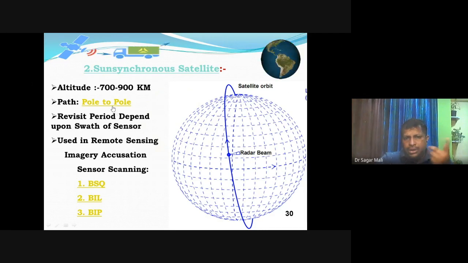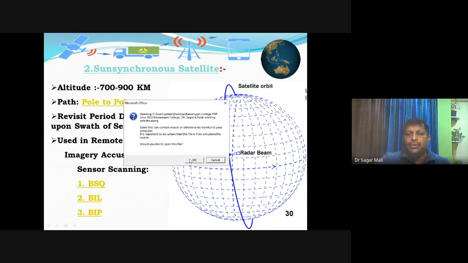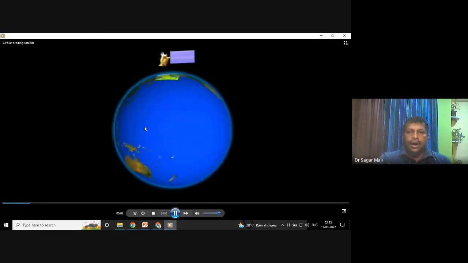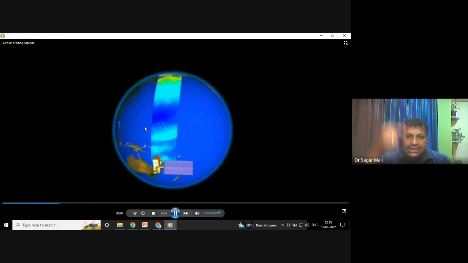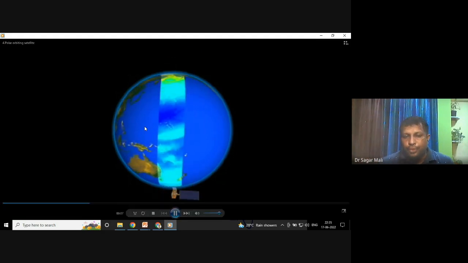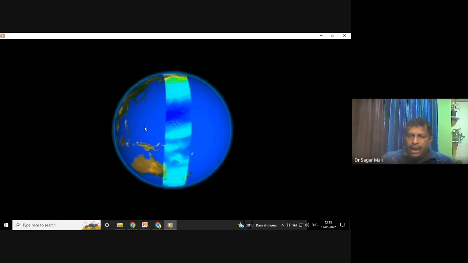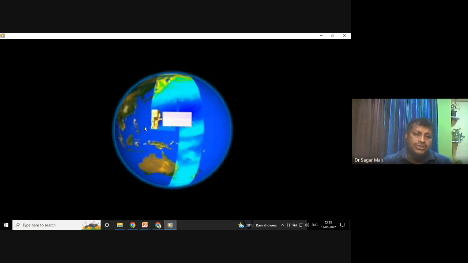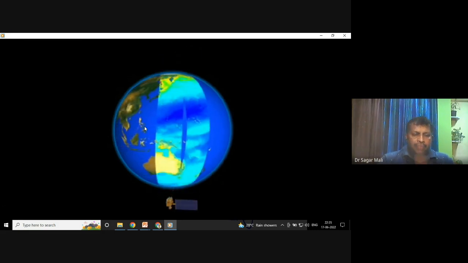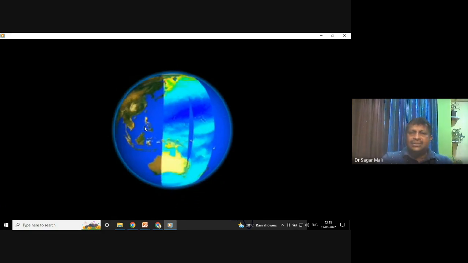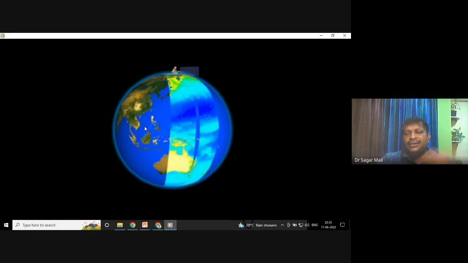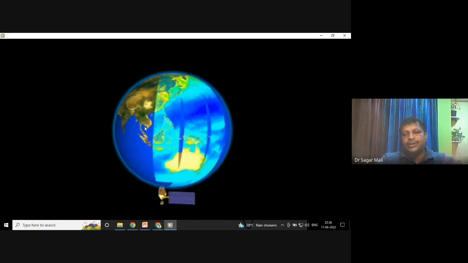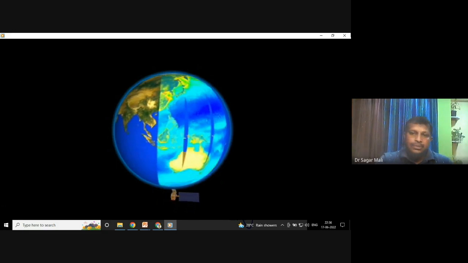Now we'll see how the pole-to-pole orbit works and how the satellite covers the entire portion of the Earth under remote sensing. See here, Earth is moving from west to east, and this is the descending path of the satellite moving from North Pole to South Pole. This is one pass. On the next pass, Earth rotates and a new area comes under observation. Like that, the satellite sensors cover and scan the entire Earth. And again, after certain days, the satellite reaches its original location.